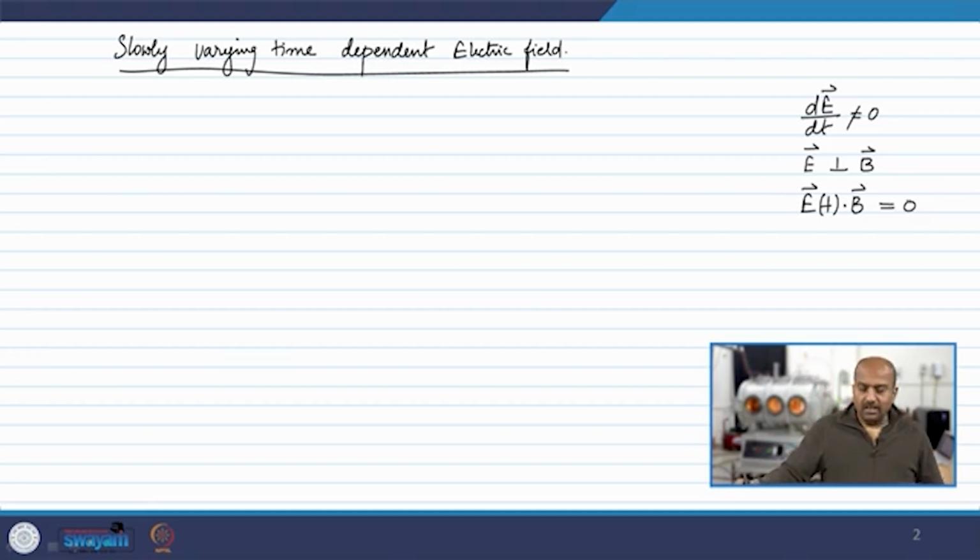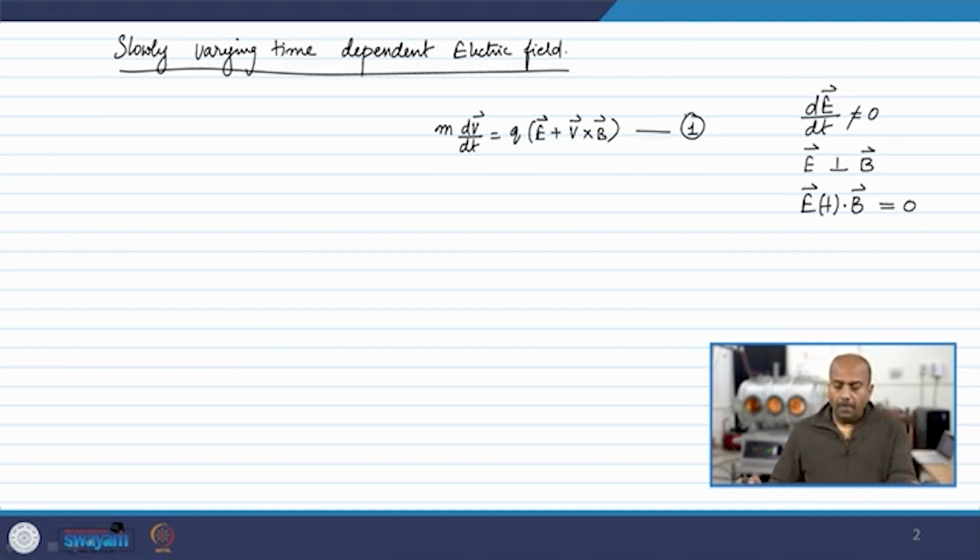Now, we shall investigate the motion of charged particles in a time dependent electric field. So, where do we start? We always start with the basic Lorentz force equation, which is m dV by dt is q times E plus V cross B, right. So, let us say we call this equation number 1. Now, whether the electric field is time dependent or not, the effect of electric field and magnetic field is on the velocity of the particle.